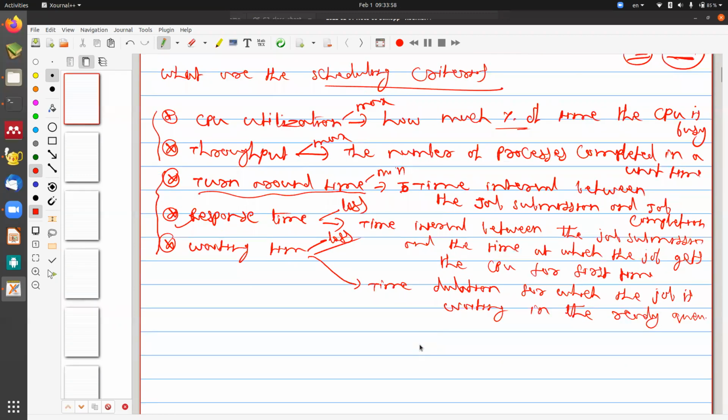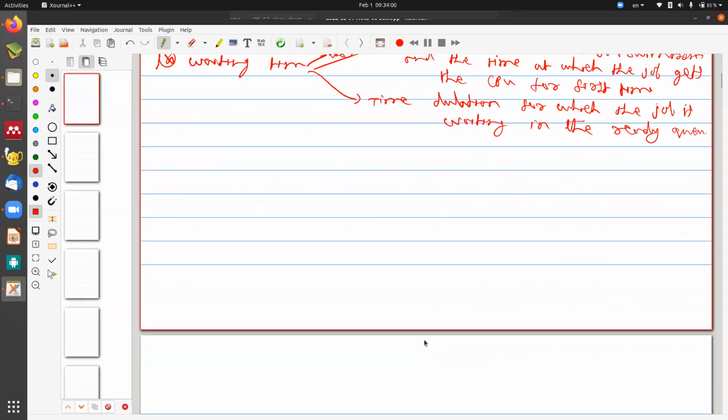Now let's see what are those algorithms currently available. So the first algorithm is called FCFS, that is first come first serve. Yes. So I'll give one example first, and it is basically a non-preemptive algorithm.